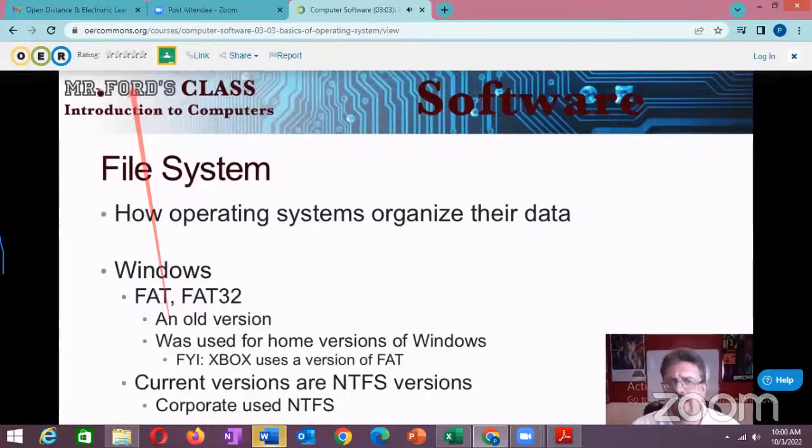The two file systems of note are the ones we use for Windows and the one we use for Mac. The Windows file system had two basic flavors: the FAT system and NTFS. FAT is the older system. This is what we found in Windows 95, Windows 98, Windows ME. In fact, the last version of FAT was FAT32. It was used primarily for home computers. The corporate world didn't really use FAT. It had NTFS, which we'll talk about in just a second.